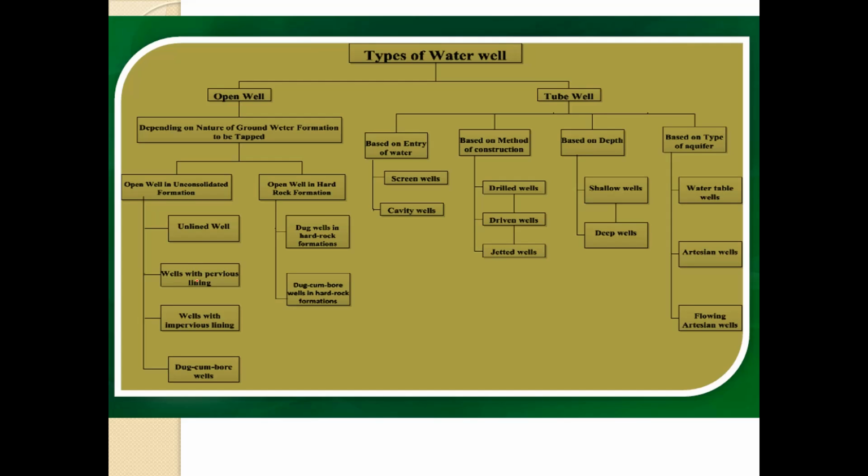Next is the one with the pervious lining. There is a lining, but it is of porous material, so if water springs are there, water will fall into the well through the sides. You might have seen sometimes, suppose this is the well and water springs are somewhere over here. In case of this pervious lining, this water will fall into the well and it will store the water. Next is the well with the impervious lining. Obviously this lining of the well will be of impervious material. In that case the water will come from the bottom.